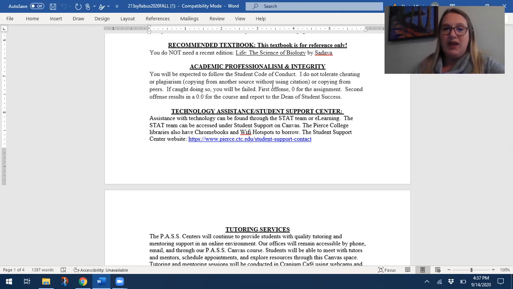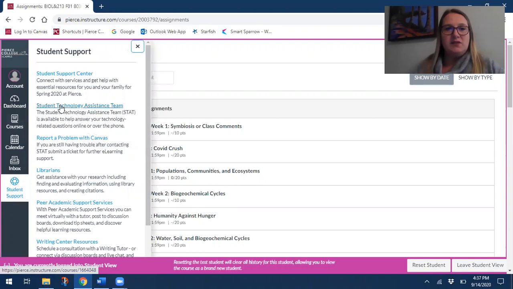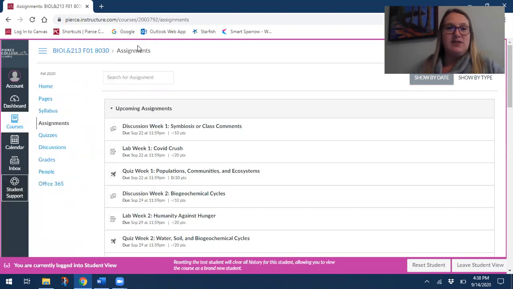If you need help with Canvas, please make sure you contact the STAT team. The STAT team contacts can be under student support here. So you'll see Student Technology Assistant Team. That's where you find information about how to use Canvas, how to do Microsoft 365 as well.